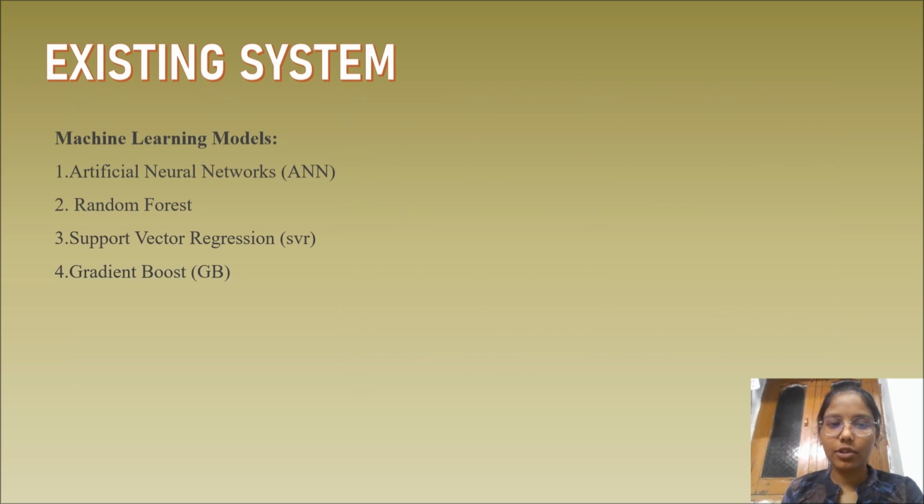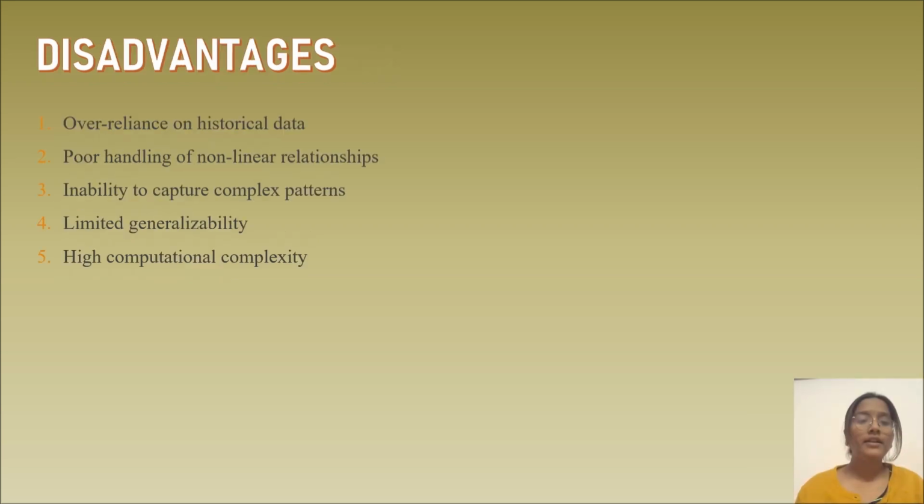The existing system of the project uses machine learning models that are artificial neural networks, random forest, support vector regression and gradient boost. The disadvantages are over-reliance on historical data, poor handling of nonlinear relationships, limited generalizability, high computational complexity, and inability to capture complex patterns.